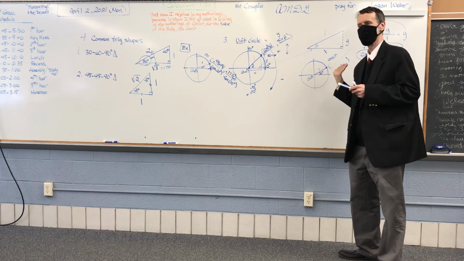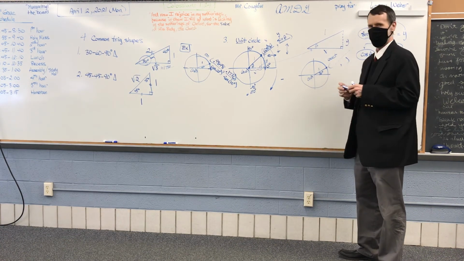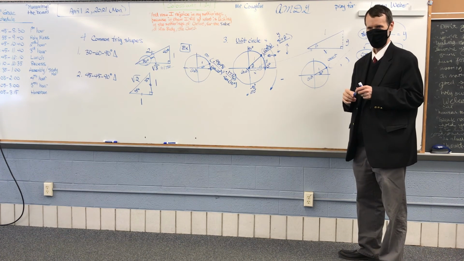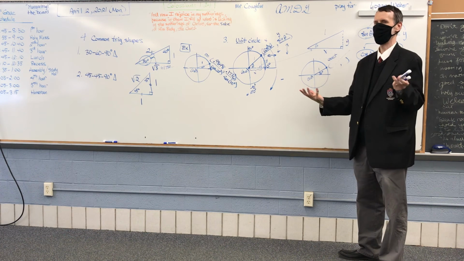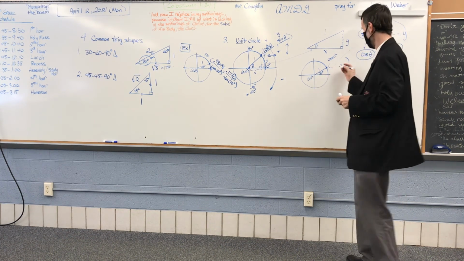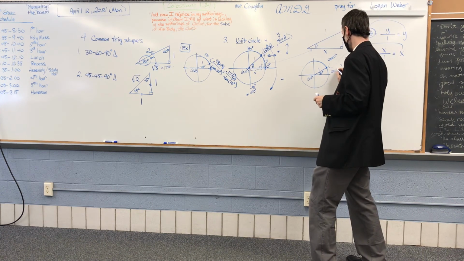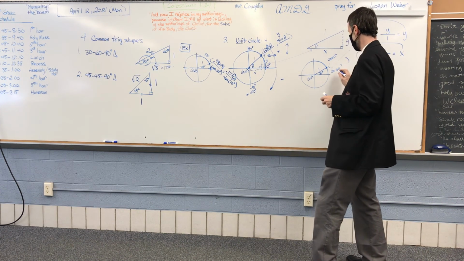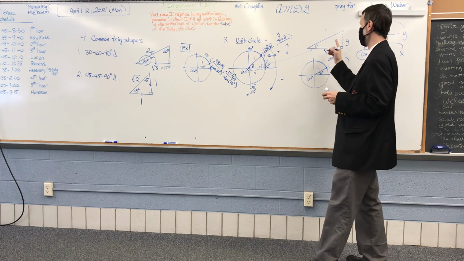How far over is it? Tell me how you get it. What would you punch into a calculator if you had one? Good. Cosine of 30. It'd be cosine of 30 equals x over 1. It's x over 1.